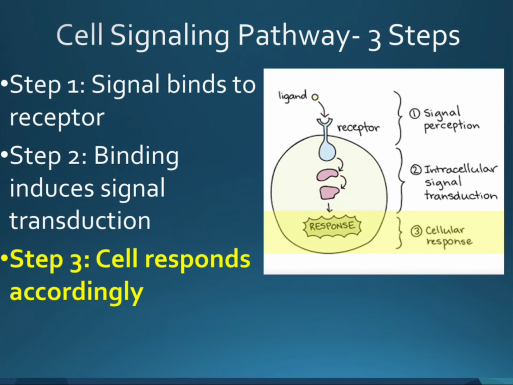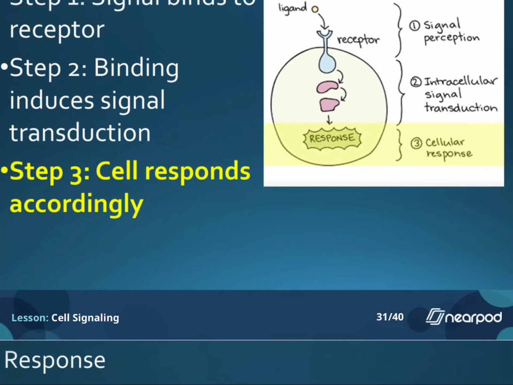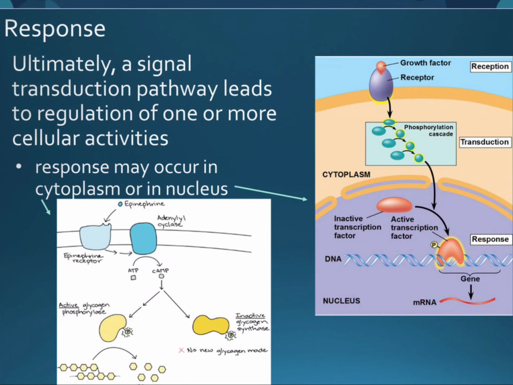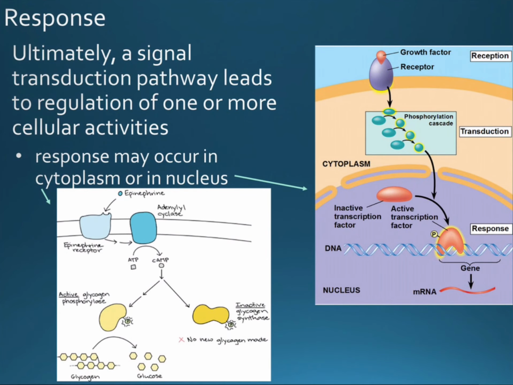All right, and the third step is the cell responds accordingly. So the response, ultimately a signal transduction pathway, leads to the regulation of one or more cellular activities. The response can happen in two places. The response can either happen in the cytoplasm of the cell, or it can happen in the nucleus.